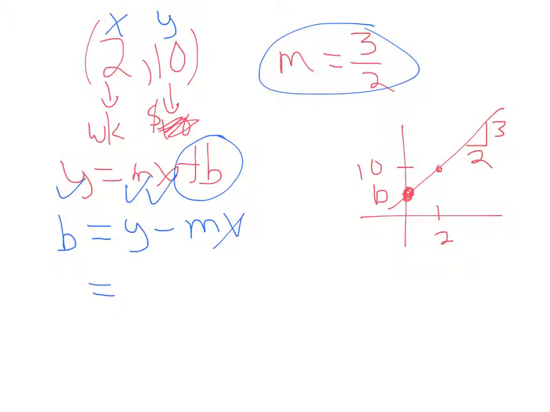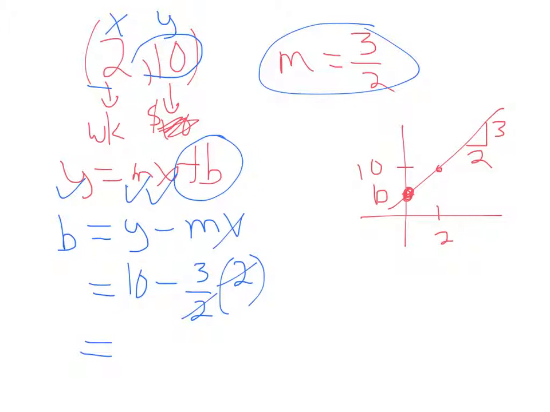So I just substitute my values in. One of the points on that line, and remember there's 2 points I could choose from, I'm just choosing (2, 10) because they're simple numbers. So the y value is 10, take away the slope, which is 3 over 2, multiplied by the x value that's given, which is 2.